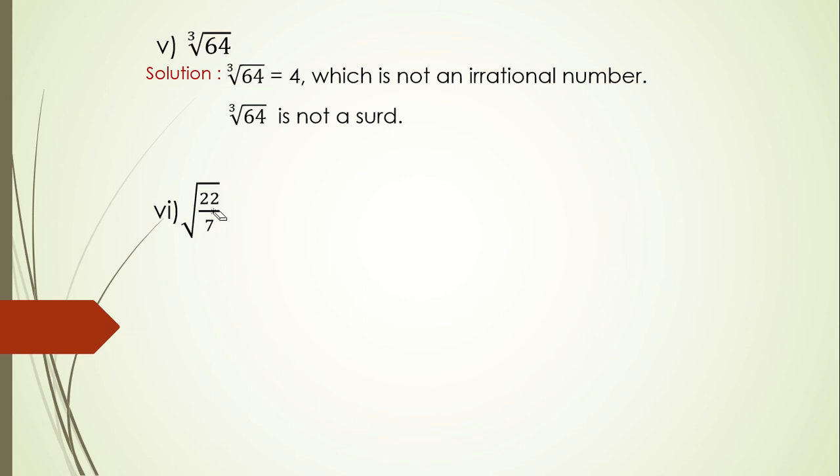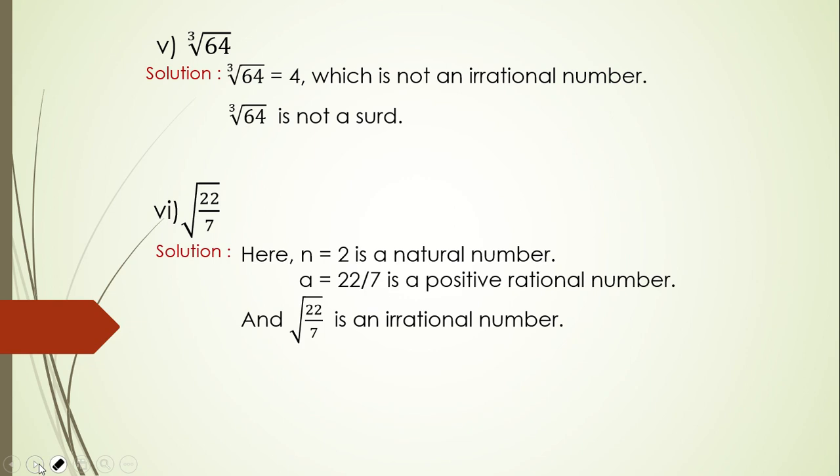Now, root 22 upon 7. Now, here people may get confused. Arey, there is a fraction. So, what should it be? Is it a surd? Is it not a surd? So, there is no problem if you have a fraction here, because a should be a positive rational number. Okay, a should be a positive rational number. But 22 upon 7, n is equal to 2. Here n is 2, a natural number, 22 upon 7 is a positive rational number, and root 22 upon 7 is an irrational number. Okay, overall this number root 22 upon 7 is an irrational number.